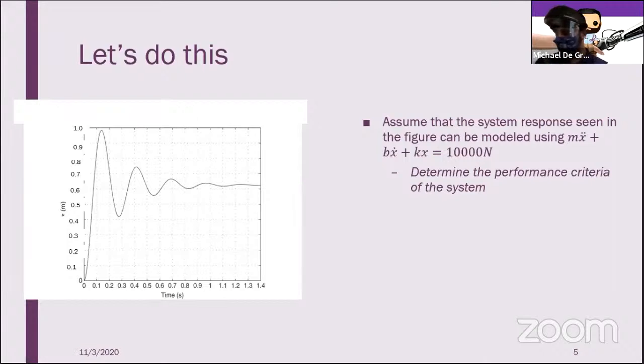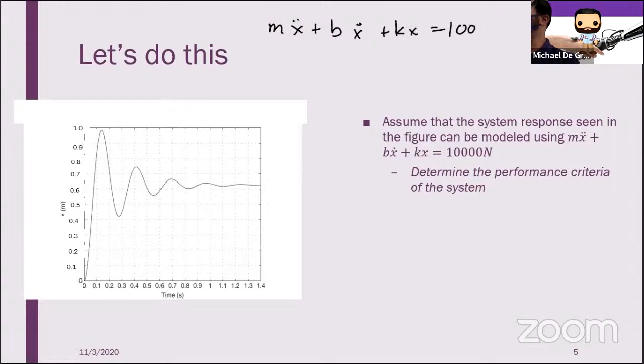Okay, so how do we do that? Well, first of all, we have this equation: m x double dot plus b x dot plus k x is equal to 10,000, not 1,000, but 10,000, 10 times 10 1,000s, right? 10,000 newtons. Great. We don't know m, b, or k, and that's typically how we're going to find zeta and omega n. So we need to figure out m, b, and k, because here's the other side of this: we're asked to find the performance criteria of the system.